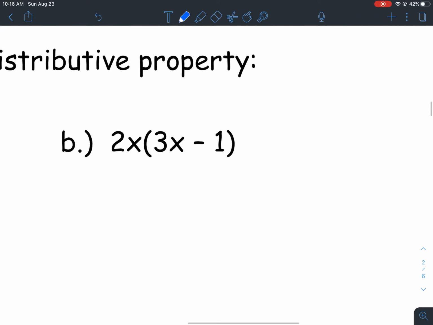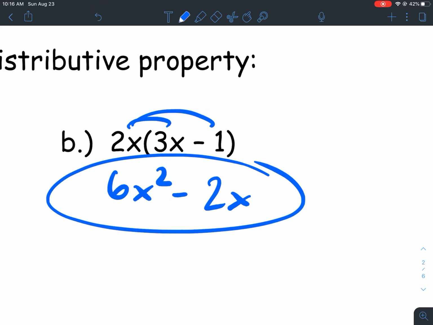So let's go ahead and try this next one. Now notice this one isn't just a 2, it's a 2x. So we need to distribute the 2x. So we're going to get 6x squared, since it's the x times x, minus 2x. And that would be our answer there.